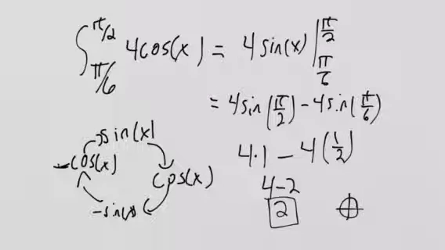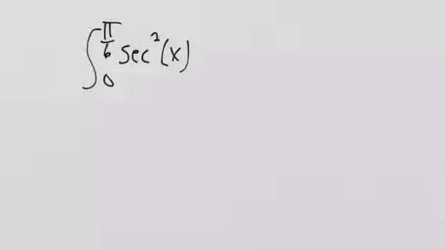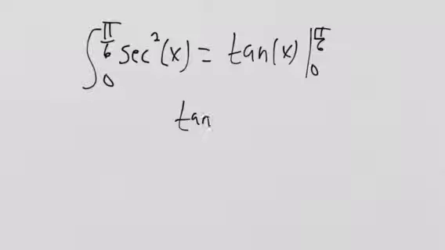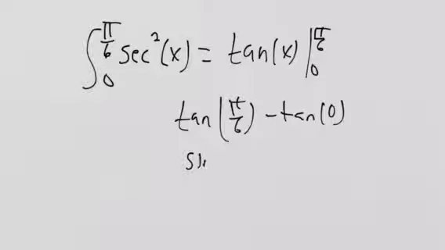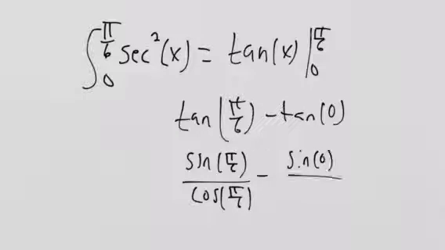All right, moving on to part C. Just have to remember my trig derivatives. The derivative of tangent is secant squared, so the integral of secant squared is going to give me tangent. And that's going to go from 0 to pi over 6. So I have tangent of pi over 6 minus tangent of 0. Okay, so what do we have? This is sine of pi over 6 divided by cosine of pi over 6, minus sine of 0 divided by cosine of 0.